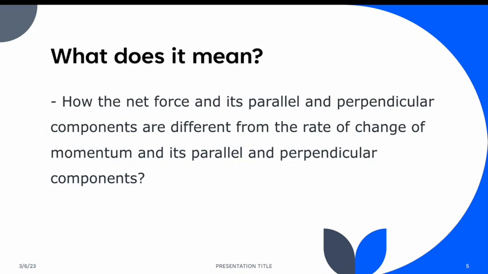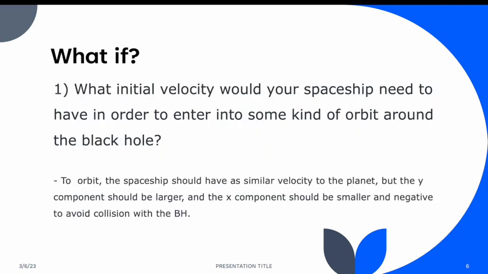So what does it mean? How are the net force and its parallel and perpendicular components different from the rate of change of momentum and its parallel and perpendicular components? We know that they are the same, as Newton's second law states that change of momentum over change in time equals the net force. Mathematically they are the same, but getting the changing momentum is easier than getting the net force itself.